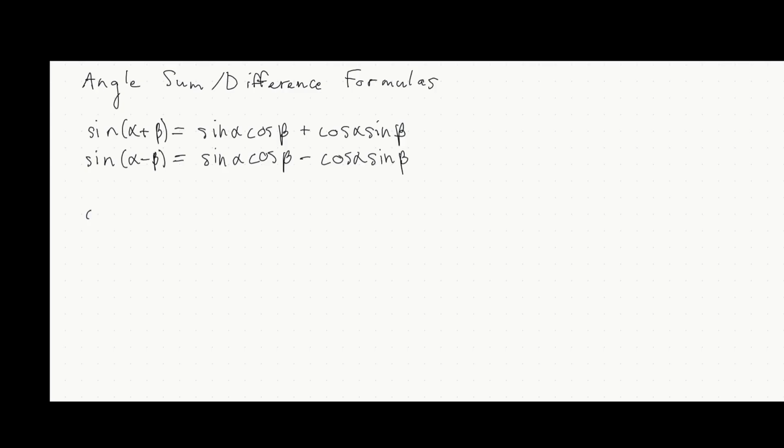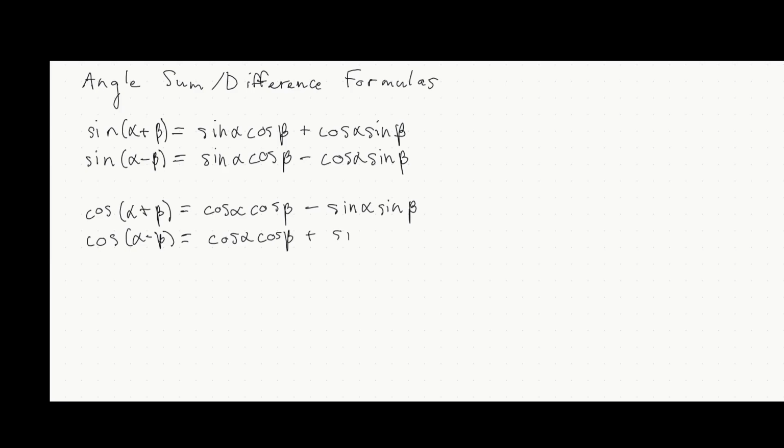And for cosine, for the sum, we have cosine alpha cosine beta minus sine alpha sine beta. And for the difference, we have cosine alpha cosine beta plus sine alpha sine beta.